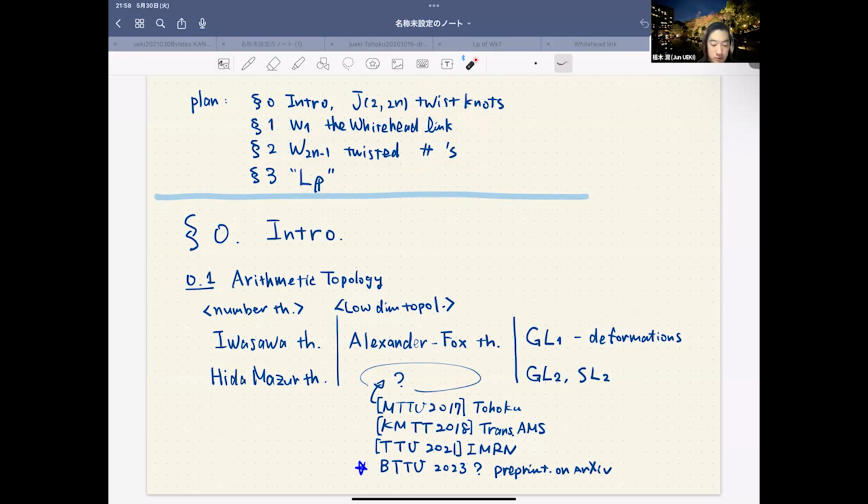My studies belong to arithmetic topology. It's something between number theory and low-dimensional topology, as Tateno-san explained. In number theory, we have Iwasawa theory and Hida-Mazur theory. They are GL1 representation theory or GL2 or SL2 representation theory. In low-dimensional topology, we have Alexander-Fox theory, and we are interested in what should be there. There is a sequence of several previous researches due to me and Professor Morishita and others. I will explain this part. This study is already on the arXiv, so you can check it.